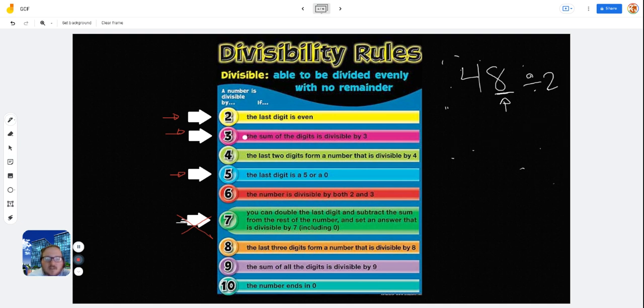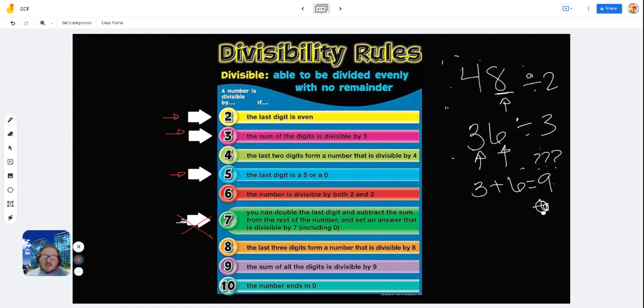Okay. The next one says the sum of the digits is divisible by 3. So I'll give you a number like 36. The 3 is a digit and the 6 is a digit. The sum of those two numbers, if I take the 3 and add it to the 6, gives me 9. And you ask yourself, I know it sounds a little confusing, but can I count by 3s to get to 9? 3, 6, 9. Yeah, so I can divide it by 3. Fantastic. Here, I'm going to put up here, you can divide 36 by 3. It's just a good cheat code to know.